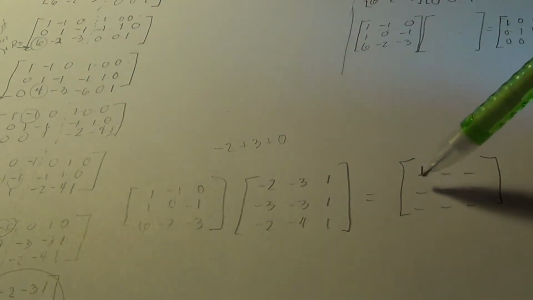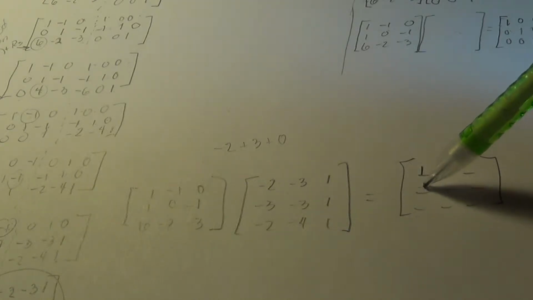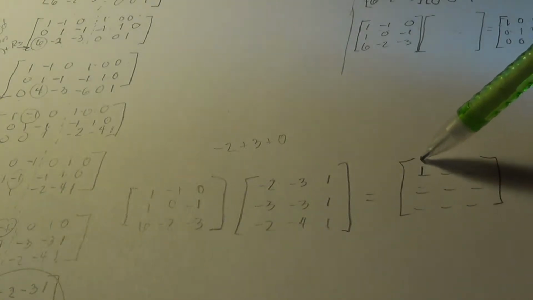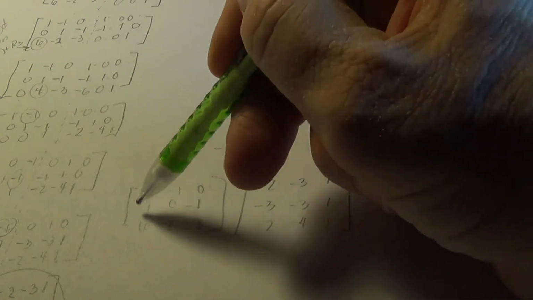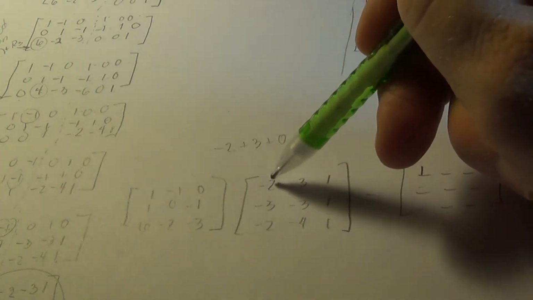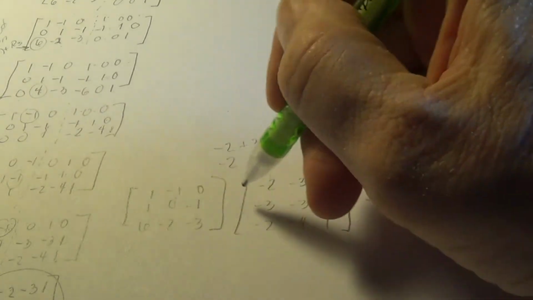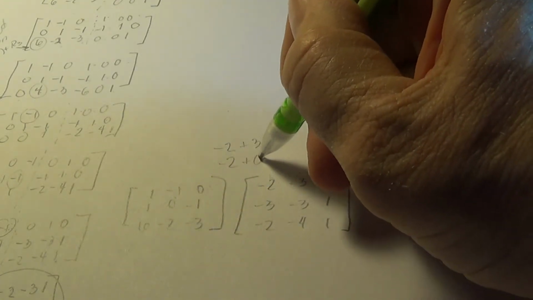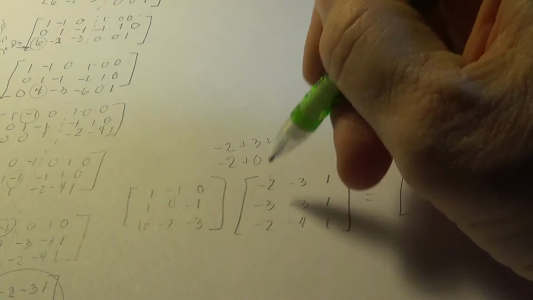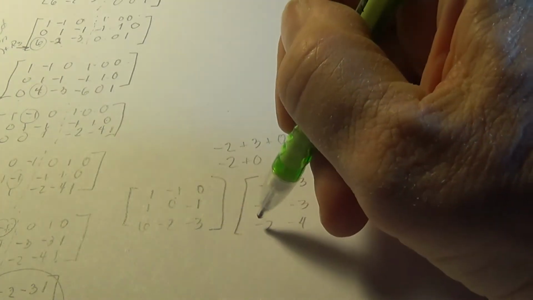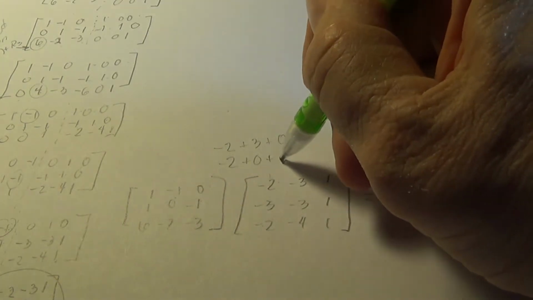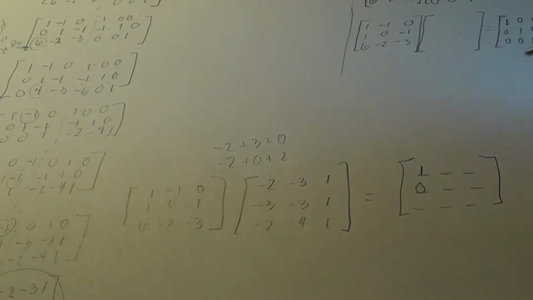Let's do this one. So we're expecting a 0 there. It's in the first column, but the second row. So it's going to involve this row, second row, and first column. 1 times minus 2, 0 times minus 3, and we're adding these, plus a minus 1 times a minus 2. And that does give me 0.